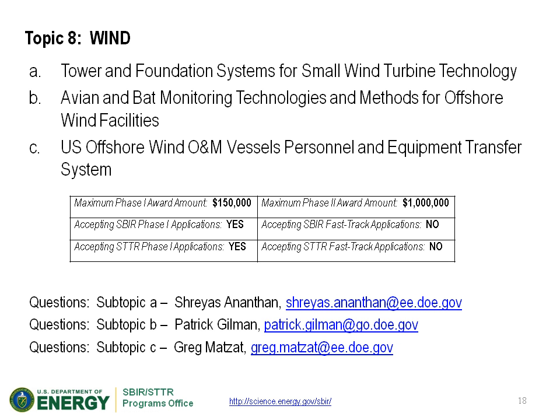We have one here for subtopic B, the avian and bat monitoring technologies. Is the impact of wind turbines on wildlife currently preventing wind facilities, that is to say offshore wind facilities, from being built? Is there an ideal cost range for proposed solutions? And what is your current state of the art in this area?